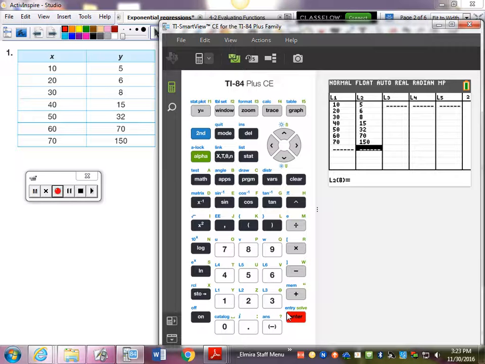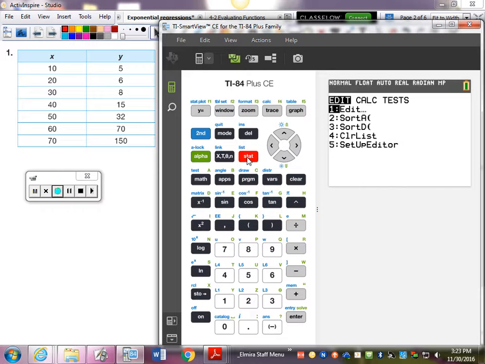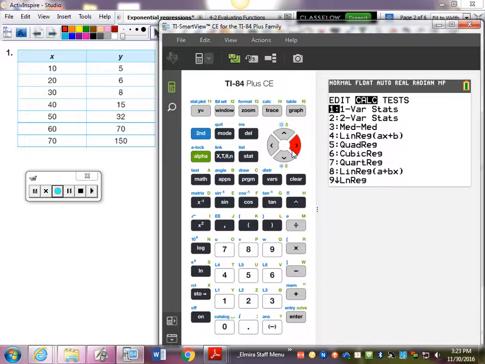Okay, so from here, if we want to do a regression, first of all, we also should probably turn on stat diagnostics. Remember, that tells us how strong of a correlation the data has. So turn that to on. Then you can hit stat, calculate.